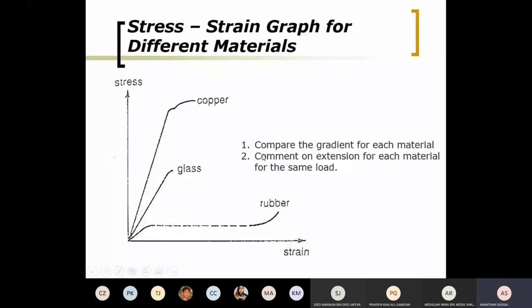Okay, compare the gradient for each material, comment on the extension of each material for the same load. So copper, glass, rubber, which has the greatest Young modulus? Compare the gradient. So copper has the greatest Young modulus because the gradient is the highest, followed by brittle glass, and the rubber has the lowest Young modulus. Less stiff. Comment on the extension of each material for the same load. Of course, the highest extension is yielded by the rubber, followed by glass and copper. Copper has the greatest Young modulus.